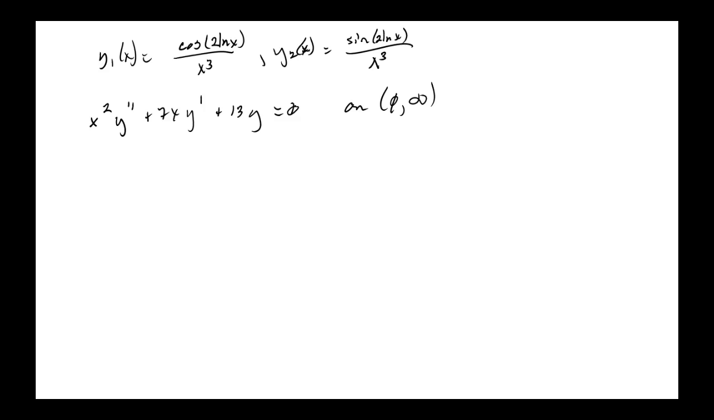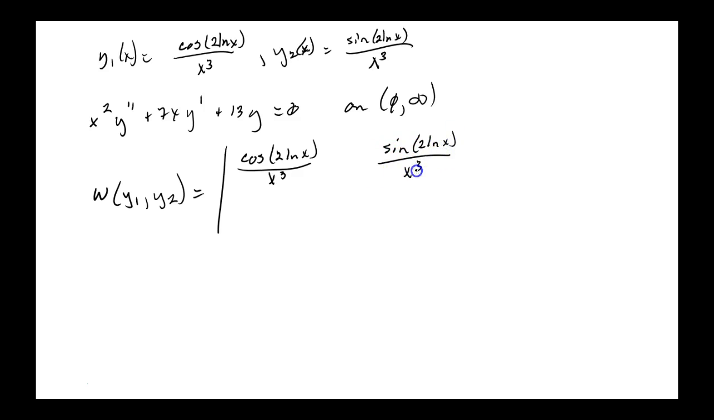So what we have to do is come up with a Wronskian for these two functions to see if they are linearly independent or not. Okay? So, the Wronskian of these two, y1 and y2, if you remember what it is, it's the determinant of the functions cosine of 2 log x over x cubed, sine of 2 log x over x cubed. That's the easy part. The first row is just those two functions.